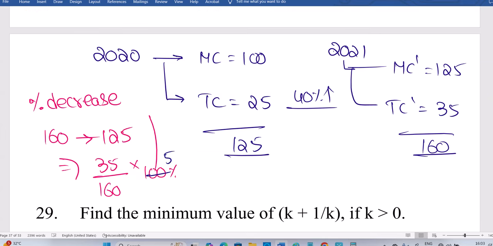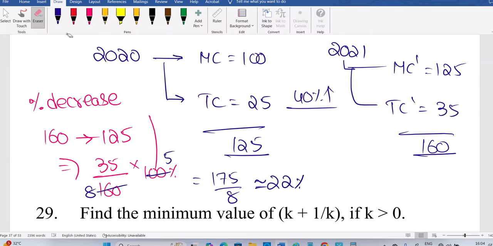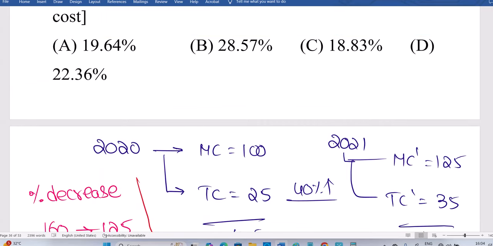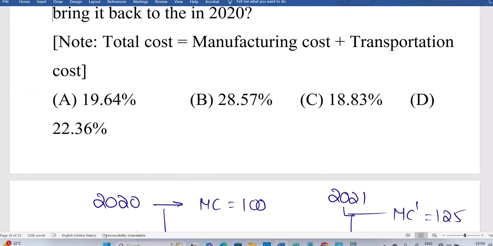Now what is this value? 35 into 5, which is 175, divided by 8. It is approximately 22%. I know it's less than 22, 21 point something should come. So I just approximated it to 22. If it is 22, I would want 176 actually. So it is less than 22, but there is no option.